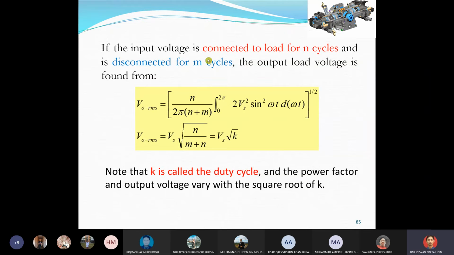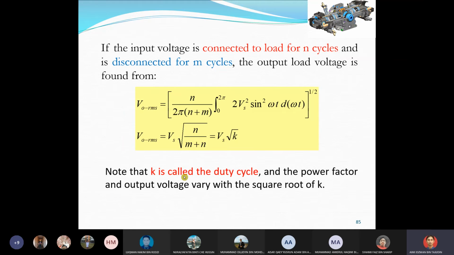Okay, if the input voltage is connected to the load for n cycles and disconnect for m cycles, so n macam kawan-kawan cakap tadi on dan m adalah off, so the output load voltage is found by using this equation. On dan off kita ada equation lah. Okay, so this is final equation untuk dapatkan V out RMS. Okay, dia bergantung kepada m ditambah dengan n, number of cycle.